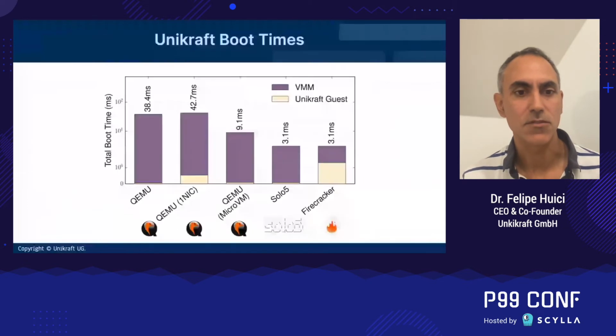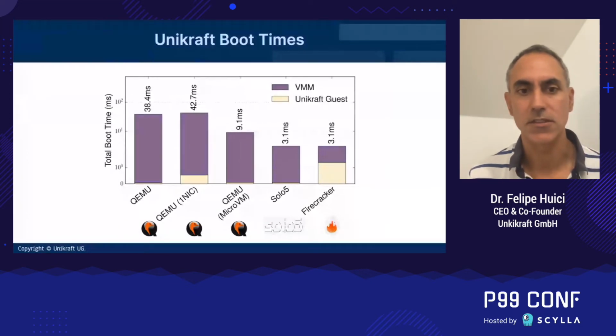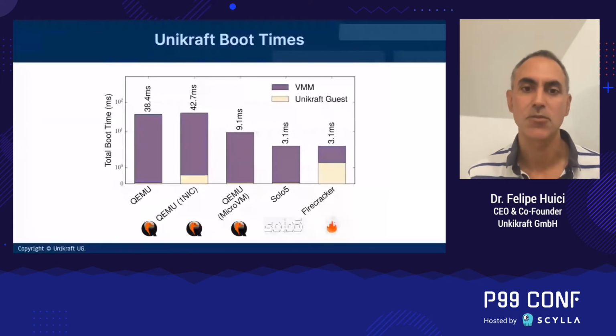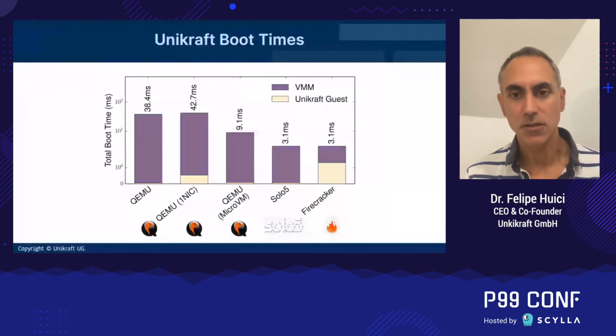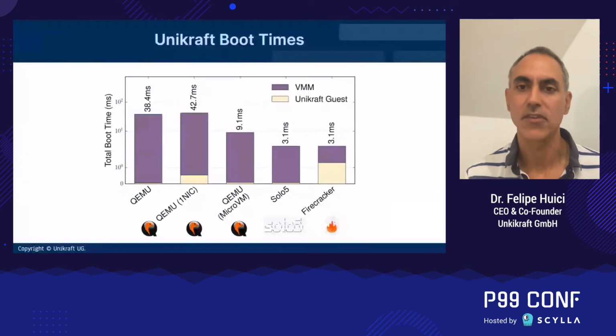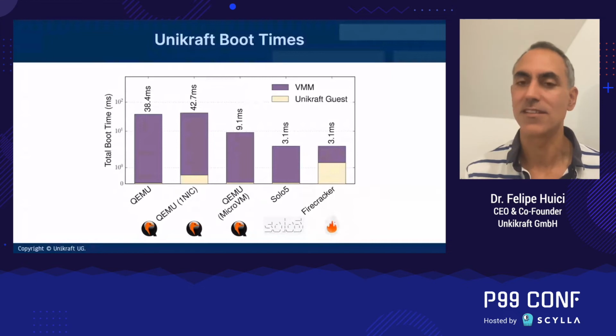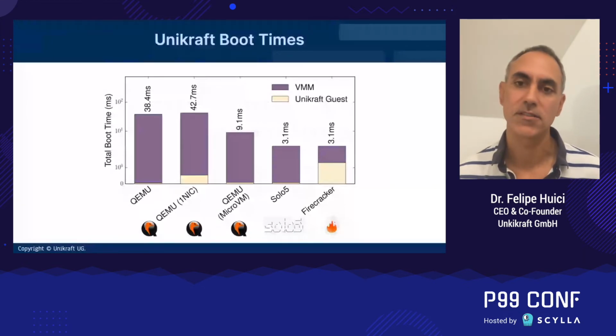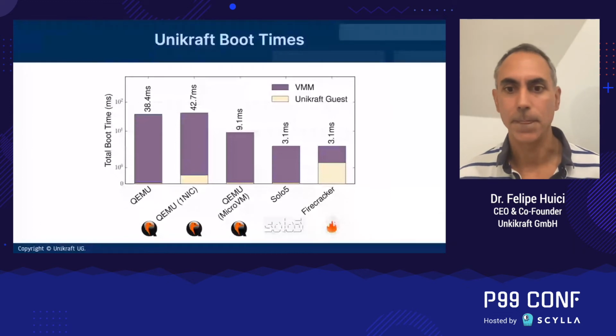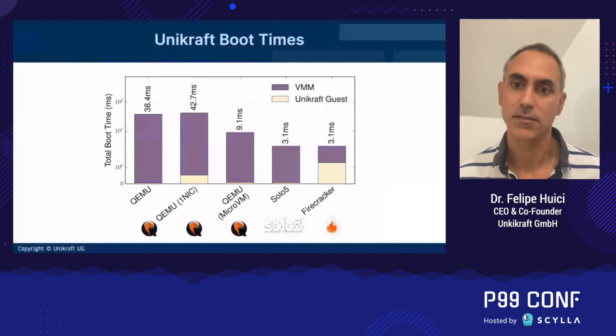So Unikraft boot times, you saw in one of the earlier slides that Unikraft boots relatively quickly. For this, we've used a number of different VMMs. QEMU first on the first bar, then QEMU with one virtual NIC, QEMU using the microVM flag, which boots faster, then Solo5, and finally Amazon's Firecracker. And as you can see, most of the bars are purple. This is the time that the VMM takes to boot, and the yellow part is the part that Unikraft takes to boot. And in the fastest case, with Firecracker, you can boot Unikraft images in a few milliseconds, 3 in this case.